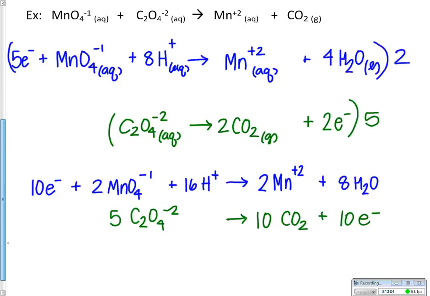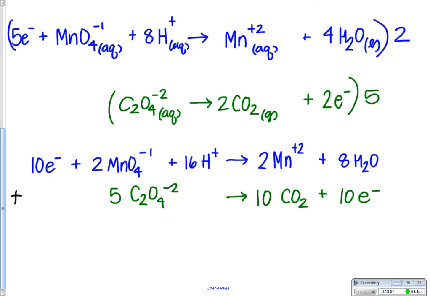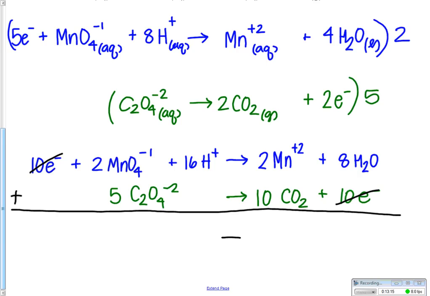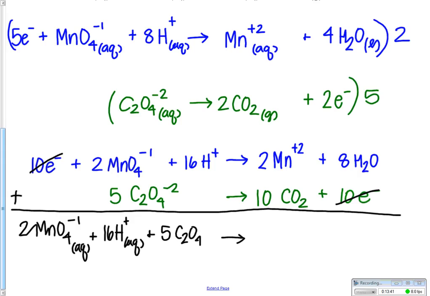So now your very last step is to add these 2 reactions together and simplify as you go if you can. So 10 electrons will cancel out with these 10 electrons. And you know you're doing something right if the electrons disappear. You should never have electrons in your final answer. Okay. So if we look at what transfers down, I have 2 MnO4 minus, aqueous, plus 16 H+, and that's also aqueous, plus 5 C2O4 minus 2, and that's aqueous.